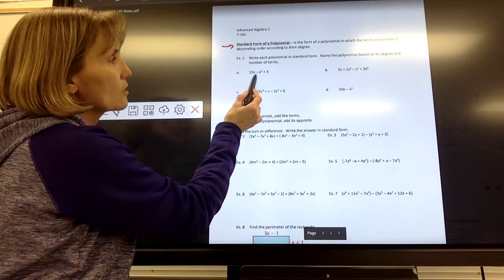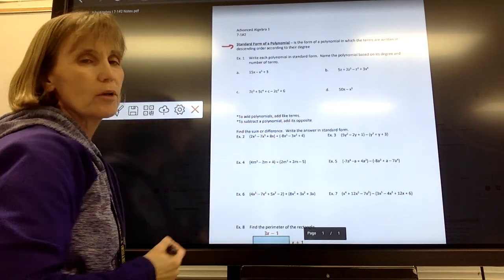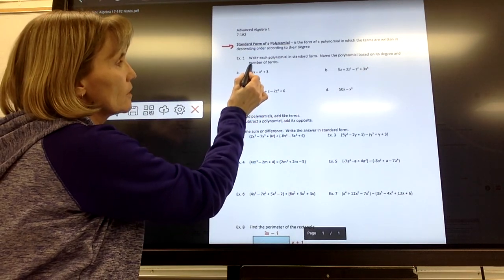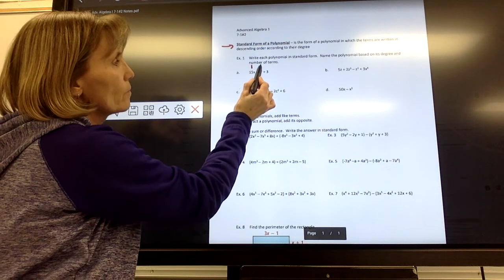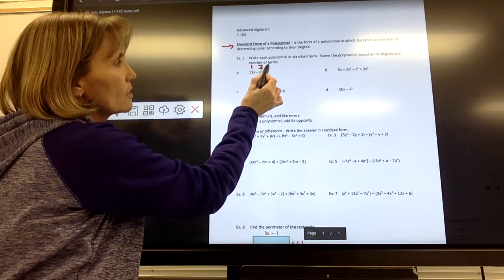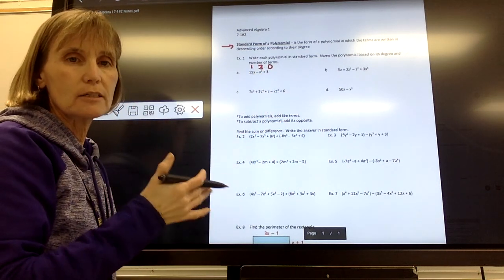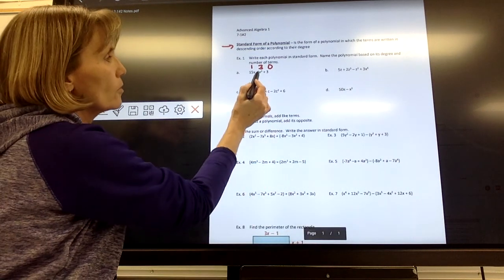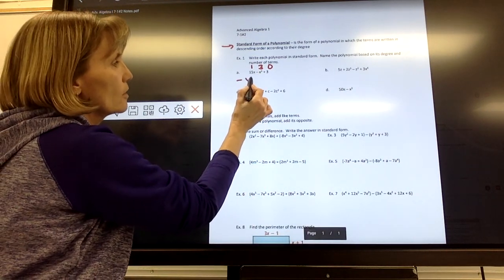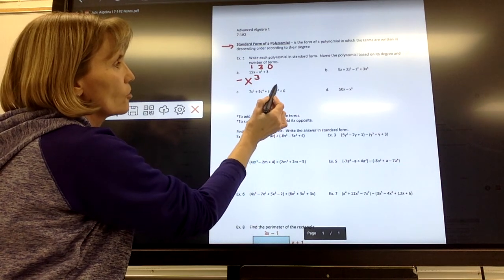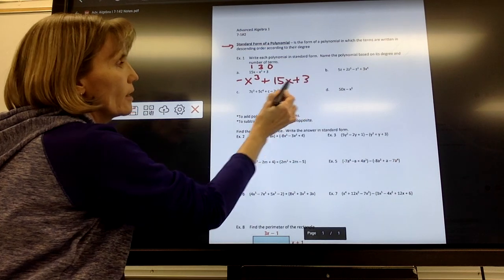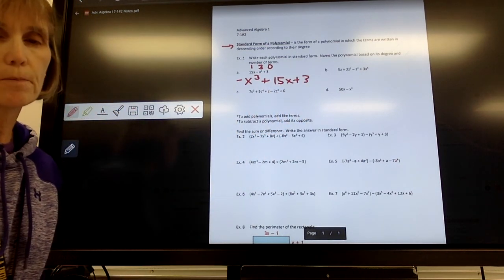For example, it's going to ask you to write the polynomial in standard form. So we want to look at the different terms and we say this has a degree 1, this has a degree 3, this has a degree 0. I want to list those in order from the highest degree down to the lowest degree. So I would move this term to the front and say that's a negative x to the third plus 15x plus 3. That is now in standard form.